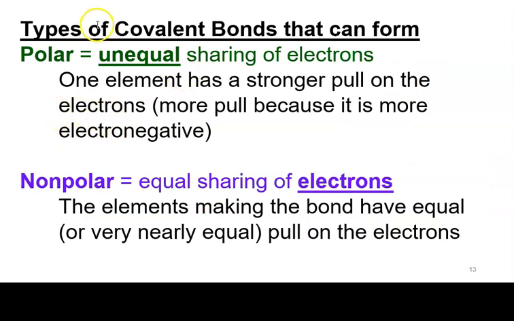Okay? Now, for the types of covalent bonds that can form, you can either have polar bonds, which when I think of the word polar, I think about a polar bear. A polar bear may share with you, but it's probably not going to be equal. Polar bears eat fish. They might get 5 different fish, and they maybe will share half of it with you. It's an unequal sharing. In a polar bond, there's an unequal sharing of electrons. That's because one electron is stronger than another one.